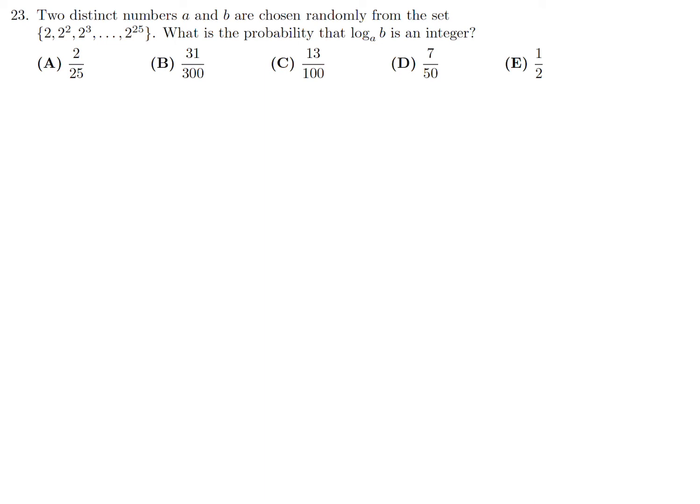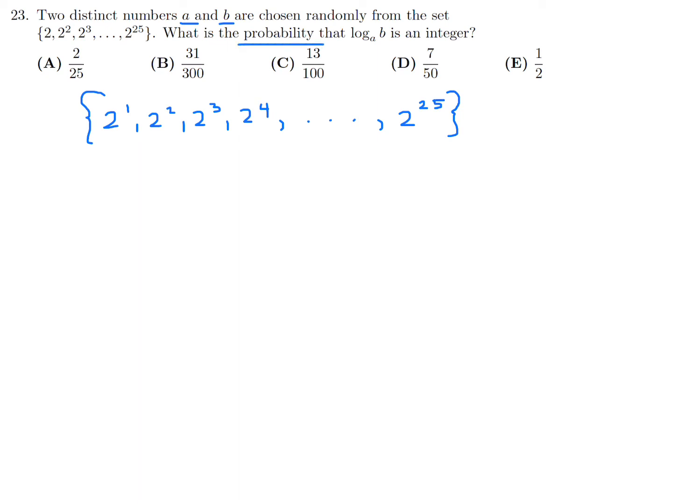Two distinct numbers a and b are chosen randomly from the set 2 to the power of 1, 2 to the power of 2, 2 to the power of 3, all the way up until 2 to the power of 25. What is the probability that log of b to the base a is an integer? All right, so we've got this set 2 to the power of 1, 2 to the power of 2, 2 to the power of 3, and so on, right? All the way until you get to 2 to the power of 25. And you're going to choose two of these, a and b.